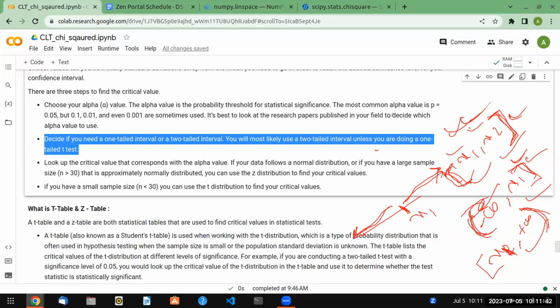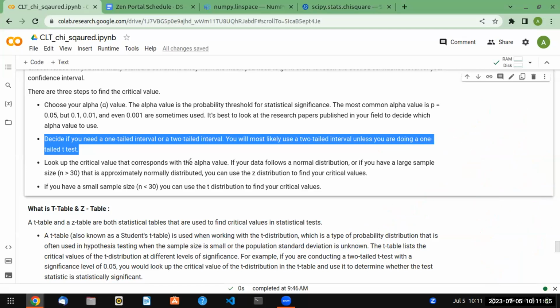Just to tell you, this one-tail and two-tail concept is in the table. We'll see it. Okay, let's go with two tail. Let's not go with one tail. But that is also one thing you need to consider, which type of interval you are choosing, one tail or two tail.